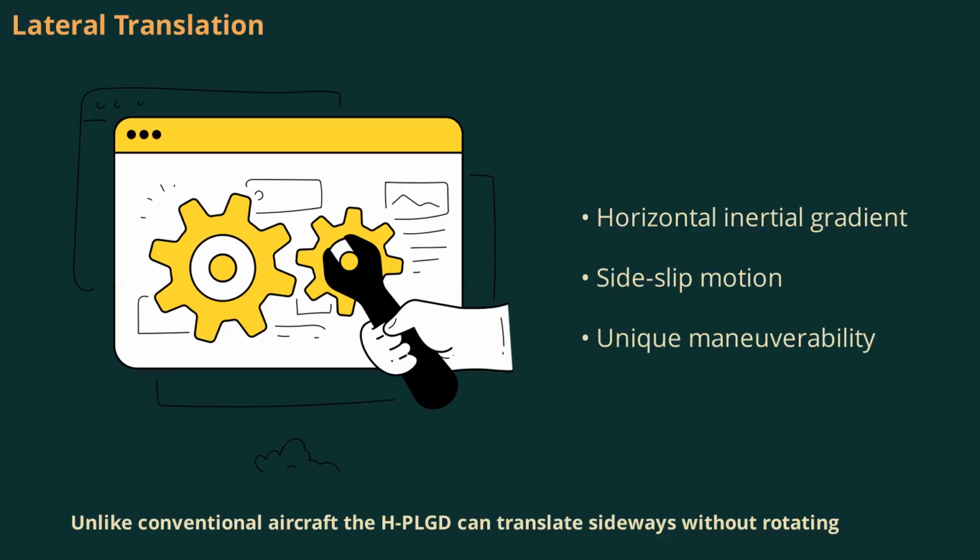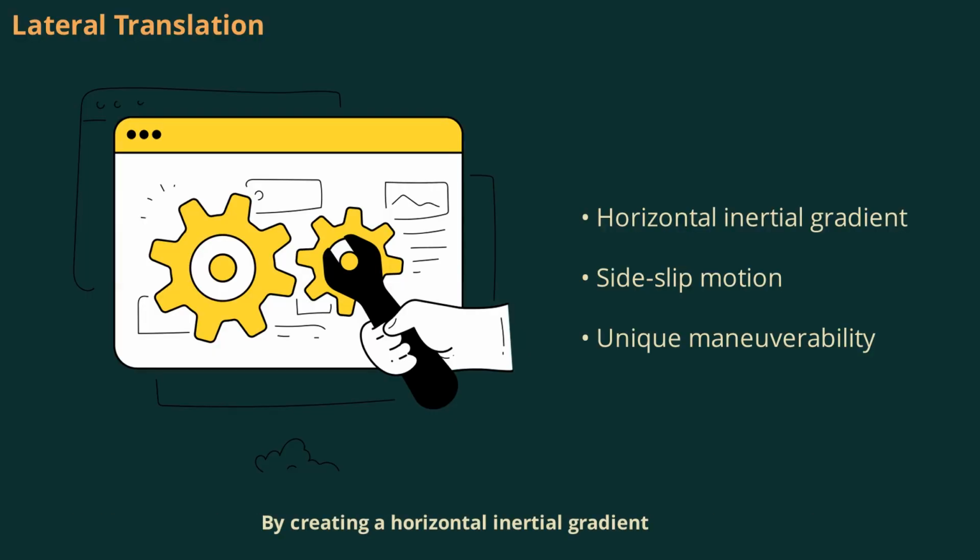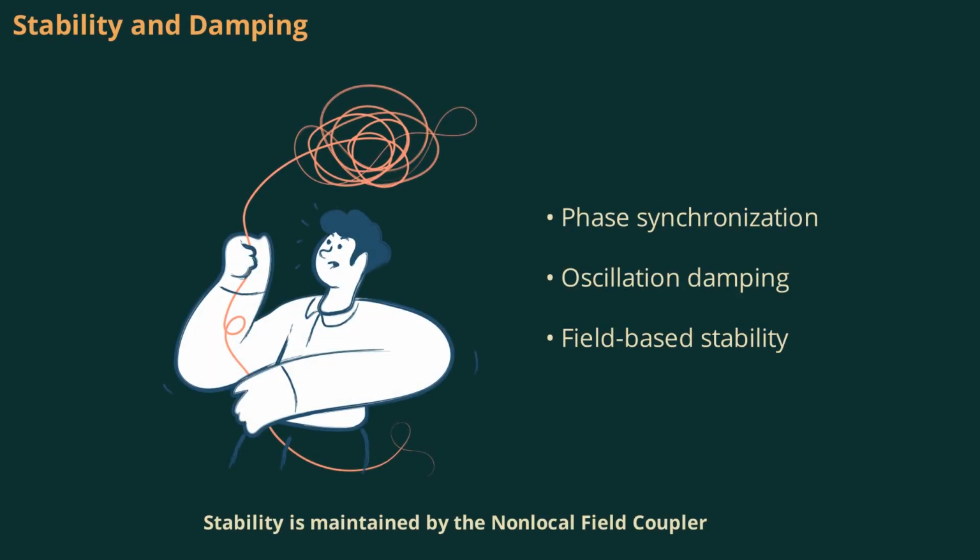Unlike conventional aircraft, the H-PLGD can translate sideways without rotating. By creating a horizontal inertial gradient, the craft slides along the desired direction. This unique capability is made possible by the precise control of internal fields and inertial densities. Stability is maintained by the Nonlocal Field Coupler, which synchronizes Polariton phase and dampens oscillations. If turbulence or external forces disrupt the field topology, the NFC restores symmetry by adjusting phase, curvature, and plasma envelope. This acts like a field-based gyroscope, ensuring smooth and stable flight.